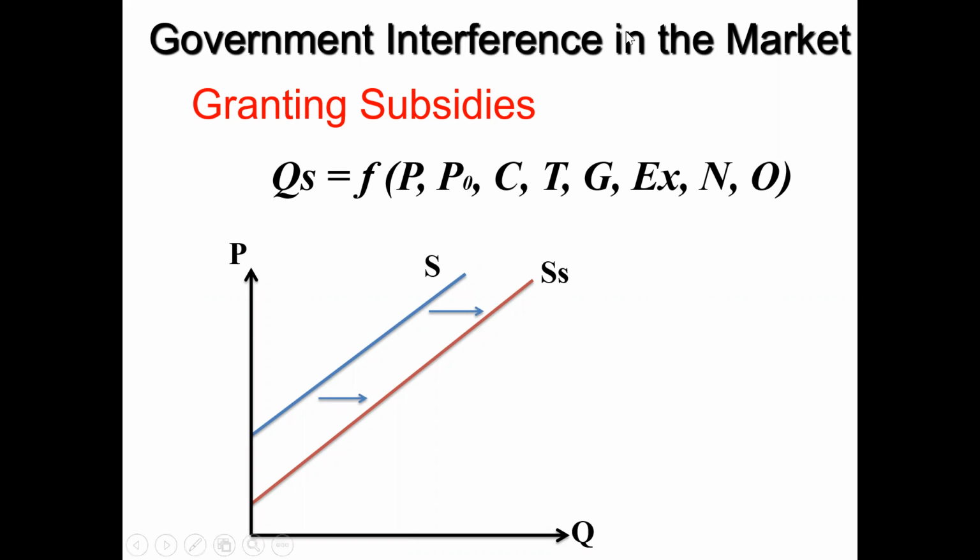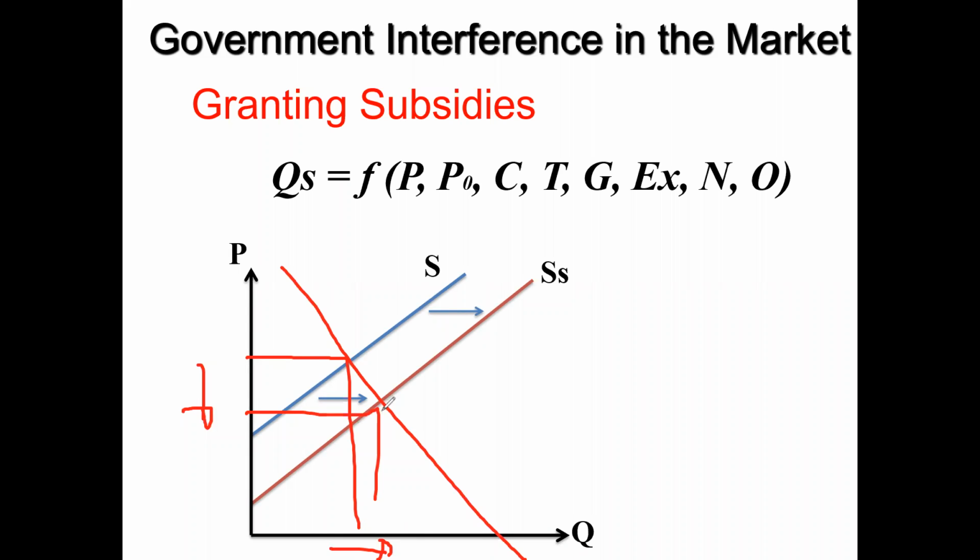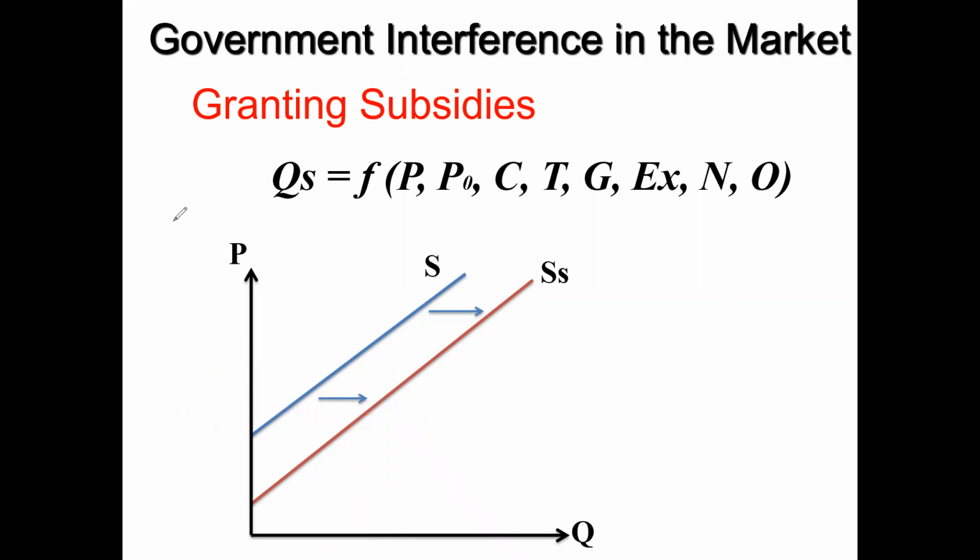quantity increases. Right? We discussed this using the demand and supply curves. When supply increases, the market price decreases and the quantity increases. So therefore, you can see when the government grants subsidies to the producers, the market is changed. Market price is changed. Market quantity is changed.